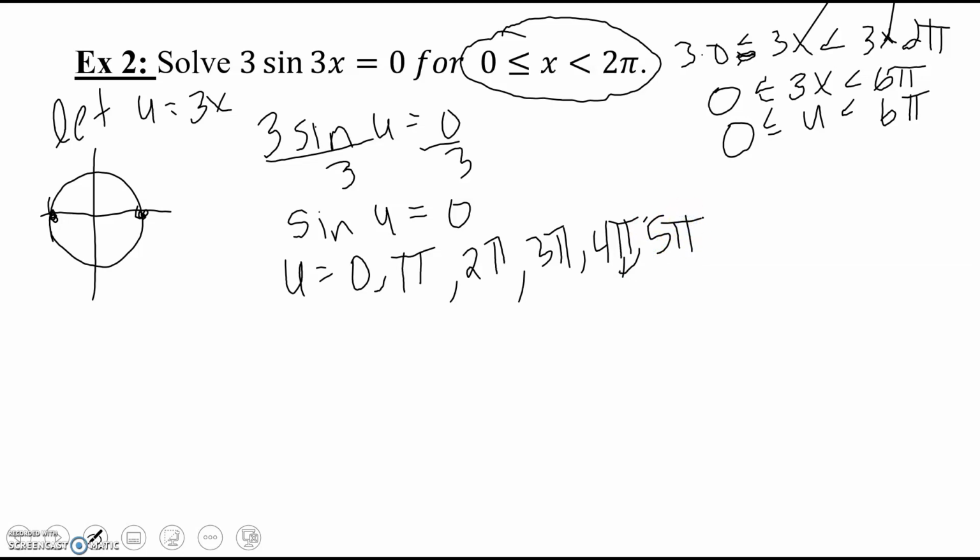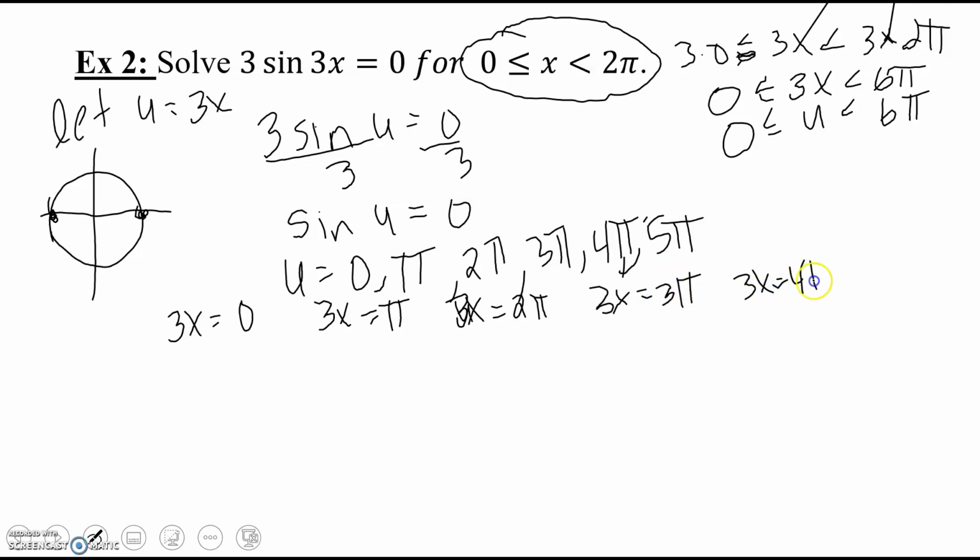But remember, we let u equal 3x. So that means now I have to take 3x and set it equal to each of those, because u is equal to each of those. u is equal to 0, u is equal to pi, u is equal to 2 pi, u is equal to 3 pi, u is equal to 4 pi, and u is equal to 5 pi. And so instead of writing u, which I almost did here, I wrote 3x for each of those.